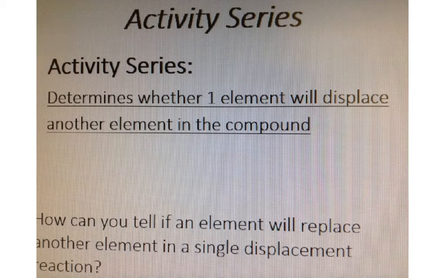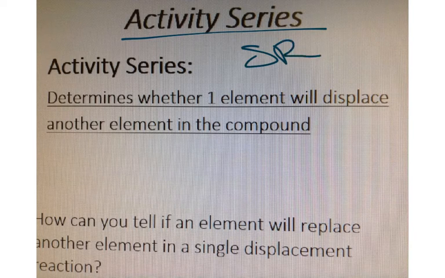Alright, tonight what we're going to be talking about is the activity series. And the activity series is a special table that you use for single replacement reactions. Not every single replacement reaction goes, and in order for it to go, the element by itself has to want to be a part of a compound more than the element it's trying to kick out.